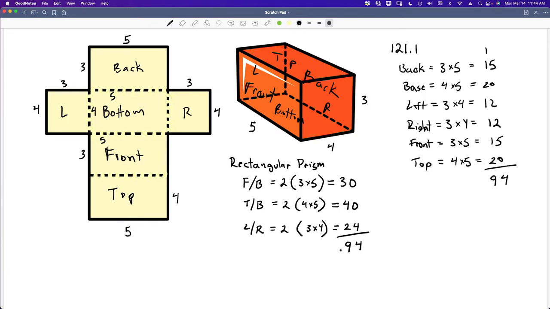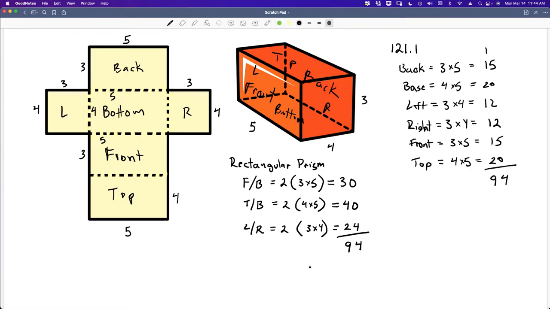We got the same number here that we did by doing them individually. So for doing a rectangular prism, you can do it individually just so you can see these rectangles, or you can remember that the front and the back are the same, the top and the bottom are the same, and the left and the right are the same, and just double those measurements. And that's a little bit faster, okay?